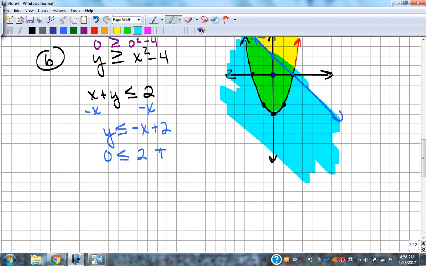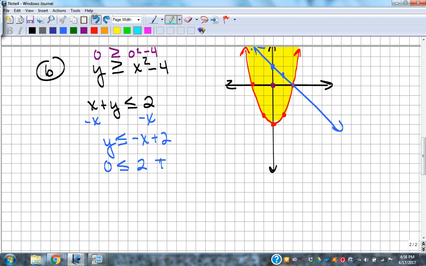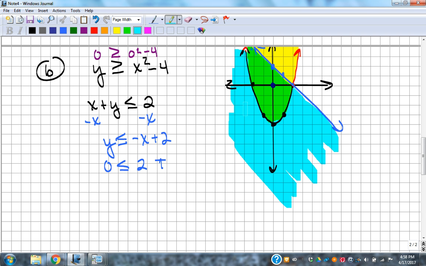And again, move that up. The shading where it overlaps is the solution area. So the highlighter yellow area again there, or green area on my screen.